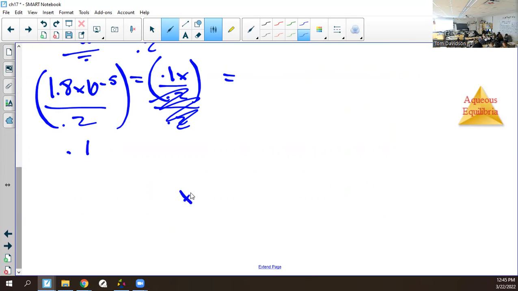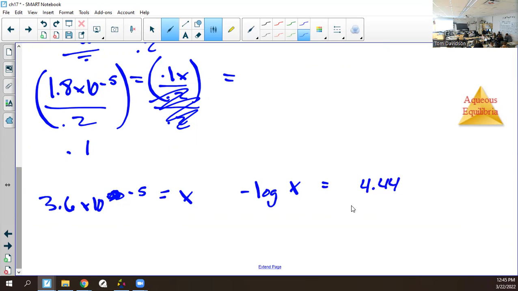All right, anyone have a value for X? What's that? 10 to the negative 8? Fifth. Okay, now take the negative log of that number. Okay, we have 4.44.